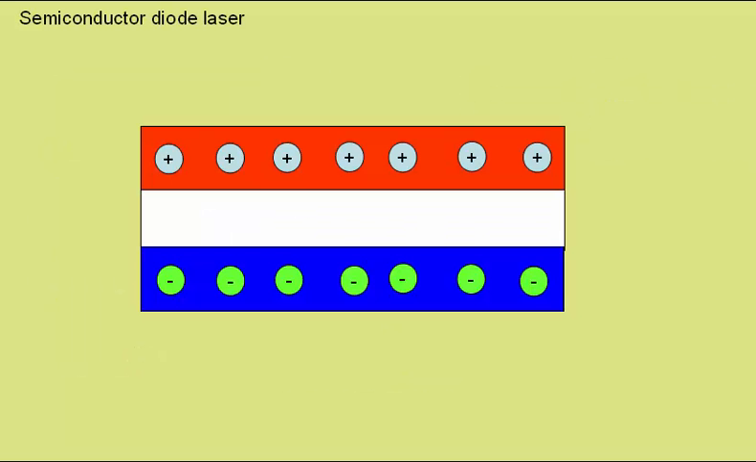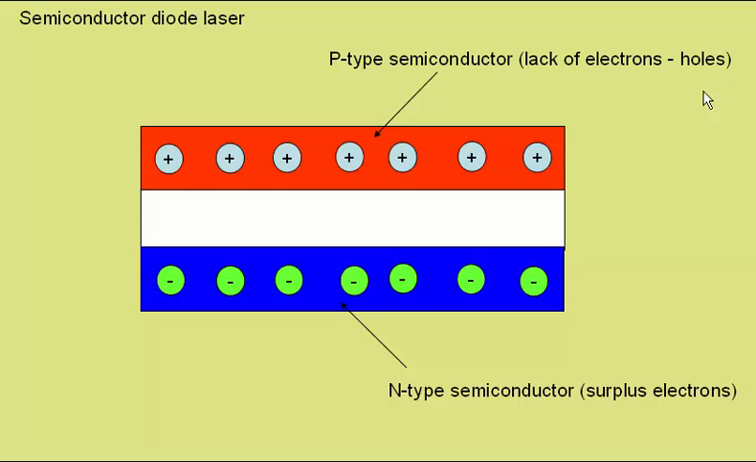Another type of laser which is becoming increasingly common is the semiconductor diode laser. This involves two slabs of semiconducting material. One is called a p-type semiconductor. It has a deficit or lack of electrons. These are known as holes. It has an n-type semiconductor that has surplus electrons. And in the middle we have what's called the active layer.